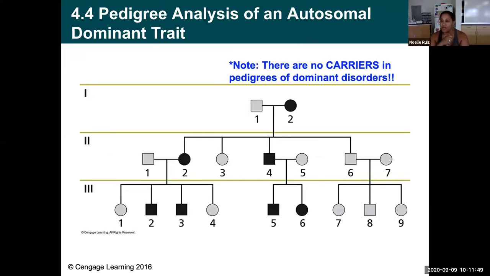This is an autosomal dominant pedigree. You note there are no carriers in the pedigrees of dominant disorders. They affect males and females equally, and they either have the disease or they do not.